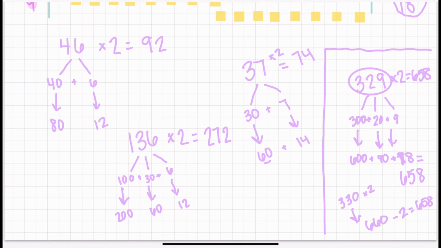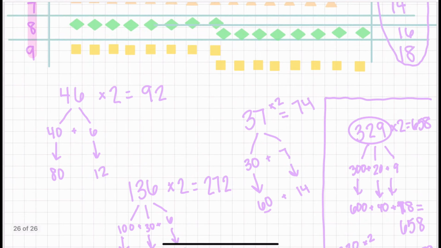Alright, so in this video, we talked about how we could use an efficient strategy to double larger numbers.